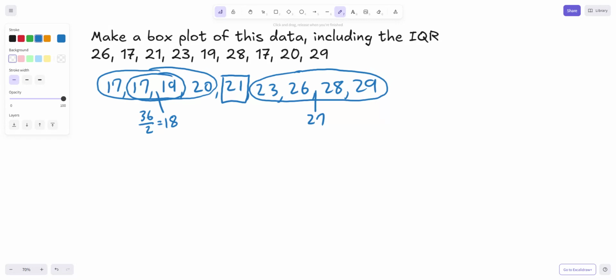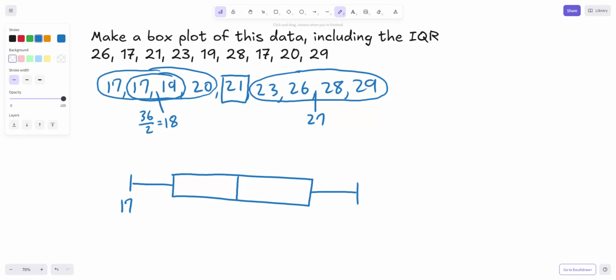So we draw a box plot like this. If there's no number line, you just draw a generic box plot. And then we put numbers down. The minimum number, the smallest number, is 17. The first quartile is here. That's going to be 18. The median is the line inside the box, 21.